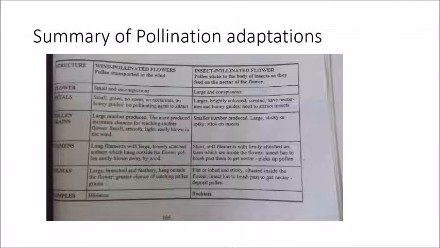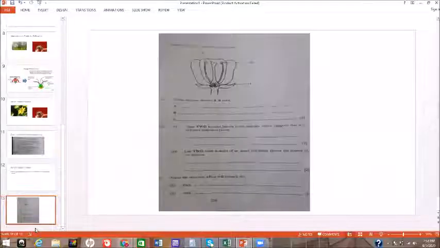Okay, so an example of a wind-pollinated flower, you have a hibiscus. With an insect-pollinated flower, you have an orchid. Okay, so that's it for our video here.